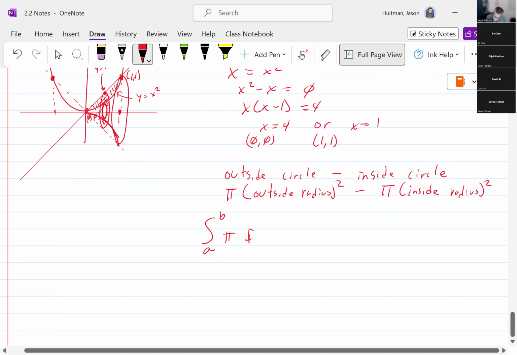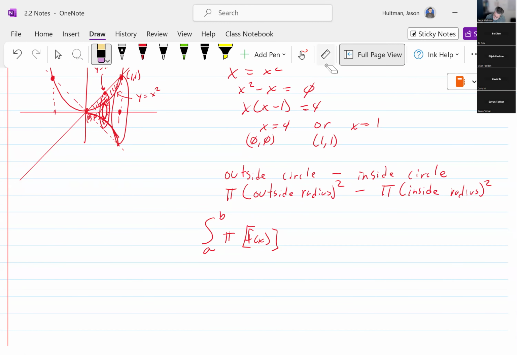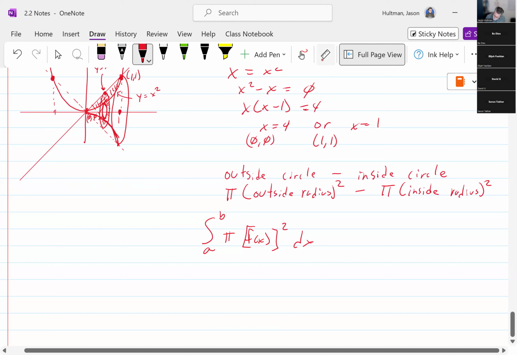Okay, so f of x will be the outside radius, minus... there's a dx there. There's a squared, so dx minus, from A to B, pi times the inside, so g of x squared dx.